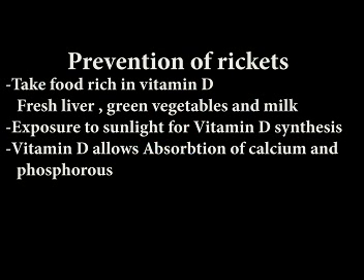How can we prevent rickets? When we want to prevent rickets, we should eat food rich in vitamin D, like fresh liver, green vegetables, and milk. Exposure to sunlight for vitamin D synthesis is very important. Vitamin D allows absorption of phosphorus and calcium. Intake of a diet rich in calcium and phosphorus is also going to lead to healing from rickets.